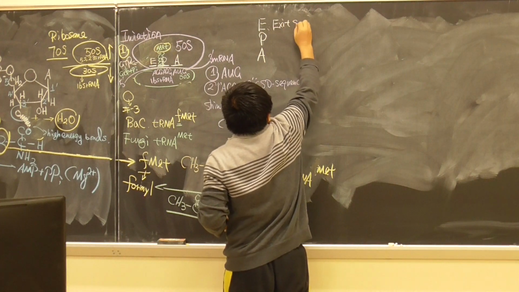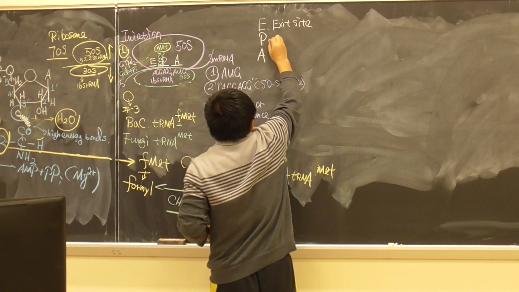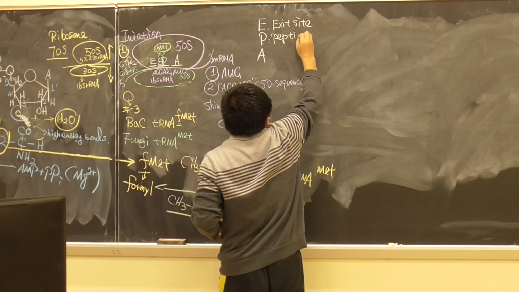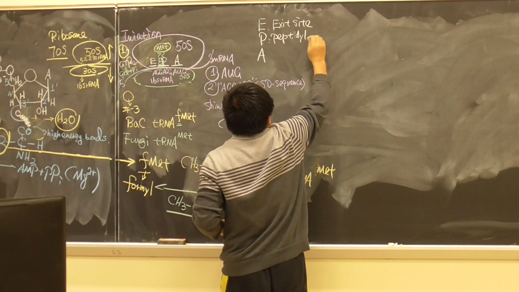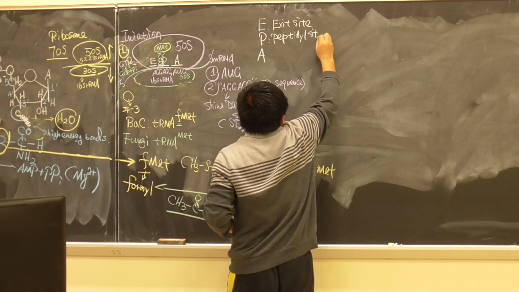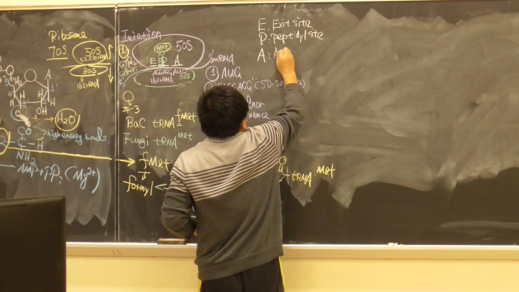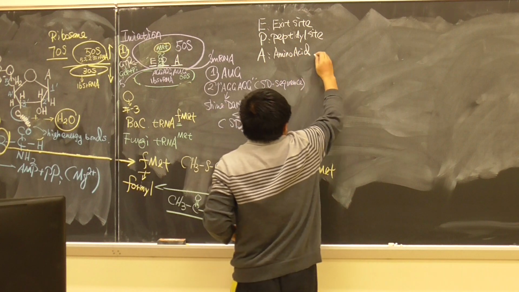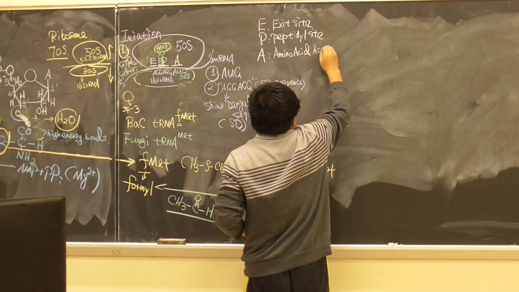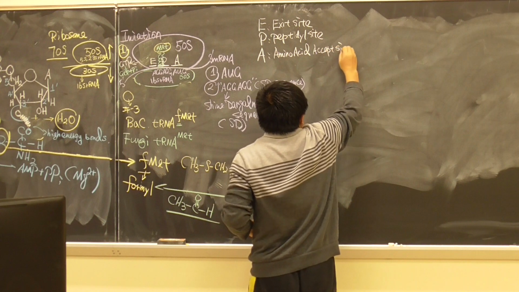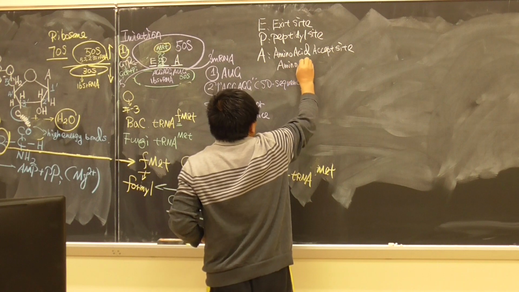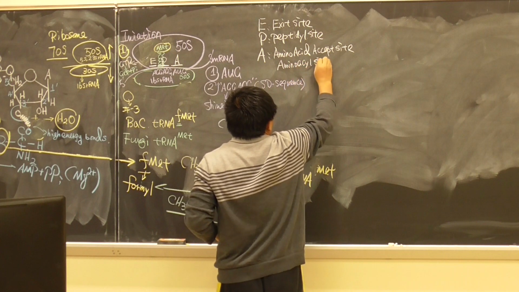E is the exit site. P is the peptidyl site. A is the amino acid acceptor site. Some of the textbooks say aminoacyl site. Same thing.